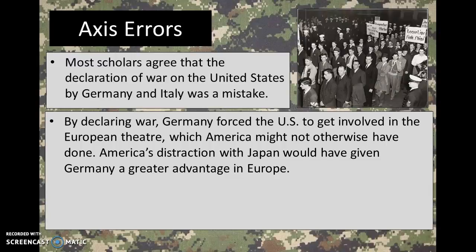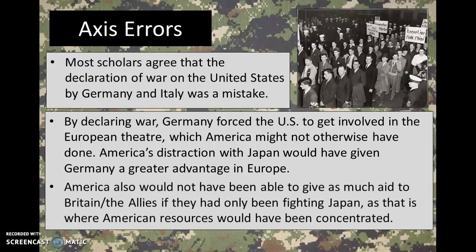So, if America had only declared war on Japan, America would have only been focusing on Japan, and this would have given Germany a much greater advantage in Europe because they wouldn't have had to worry about all of the American troops who would go over there. They wouldn't have had to worry about the supplies and the reinforcements that could be sent to help Great Britain and France as well. In addition, America also wouldn't have given as much aid if they'd only been fighting Japan because American resources would have only been concentrated on fighting Japan.